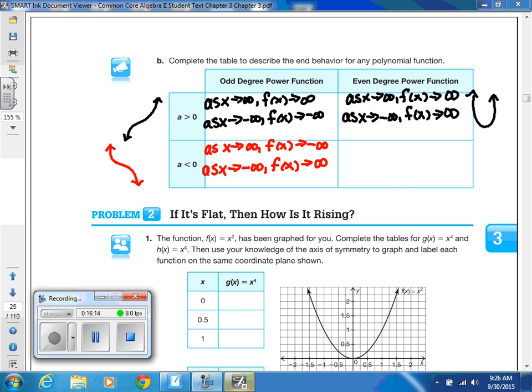Alright, even degree power functions when a is less than 0. As x approaches infinity, f of x approaches what? Yep. And as x approaches negative infinity, f of x approaches, yep. What does that look like?